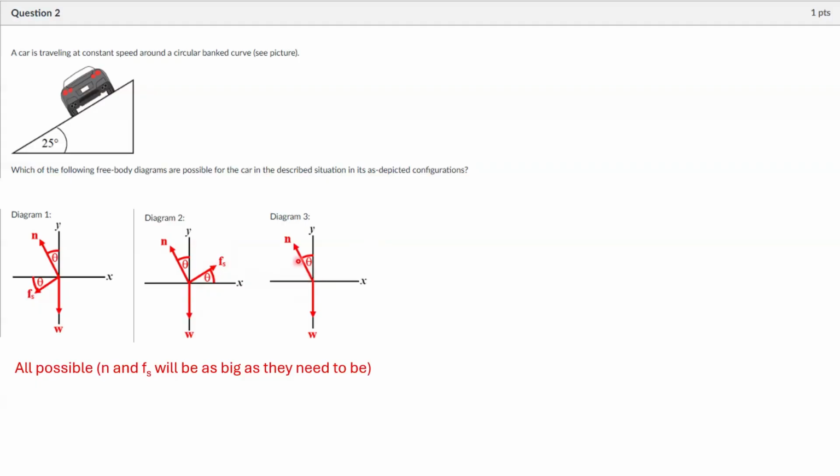If the y component of normal force perfectly balances with the weight, I need that. F net y has to be zero because the car is not going to jump up or down off the track. Then the x component of the normal force could be exactly however much I need to give me the centripetal acceleration I would have for whatever constant speed I have and the radius of the track. So all of these are possible.